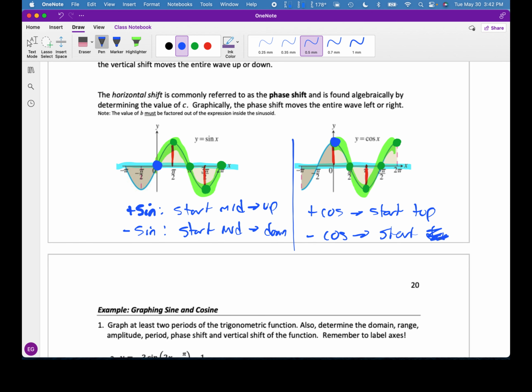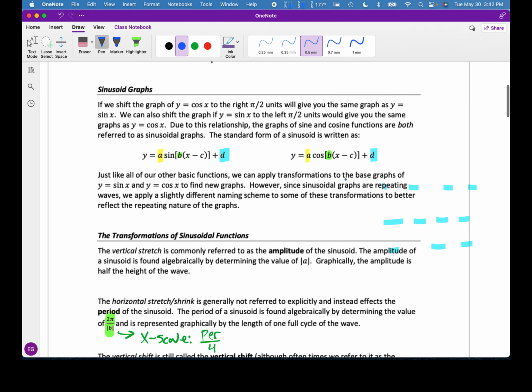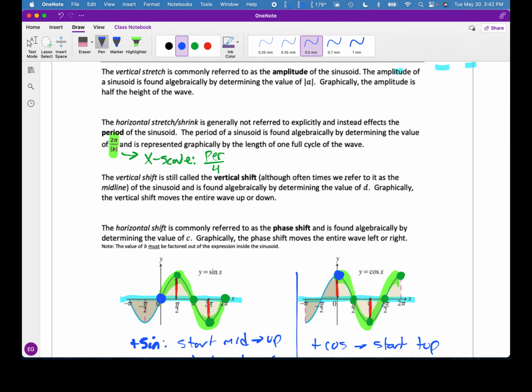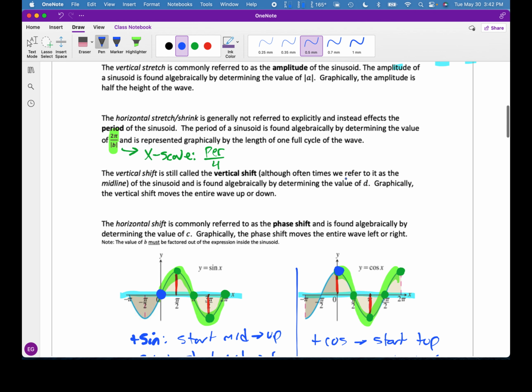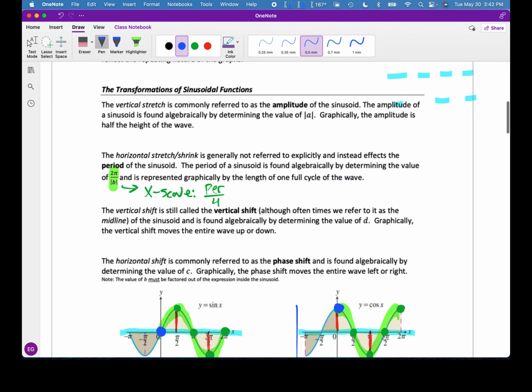No, that's not how you spell bottom. Oof. Bottom. Alrighty. So that's the basics of what we need to know about these things. So A is the amplitude. Period is found by doing 2 pi divided by b, which then gives us the x scale, period divided by 4. Then we have a vertical shift, which brings us where the midline is going to be. And then we have a horizontal shift, which basically gives us where the starting point is going to be.